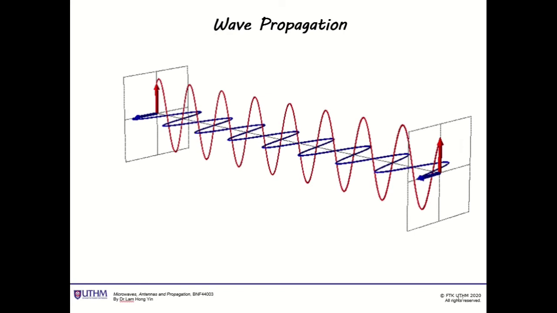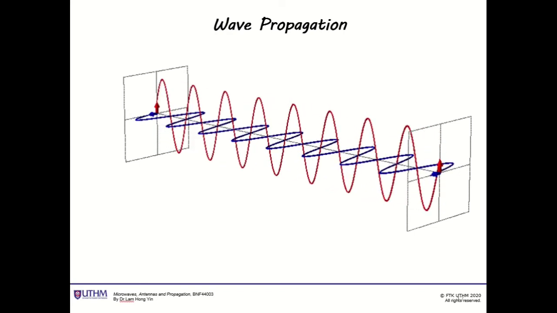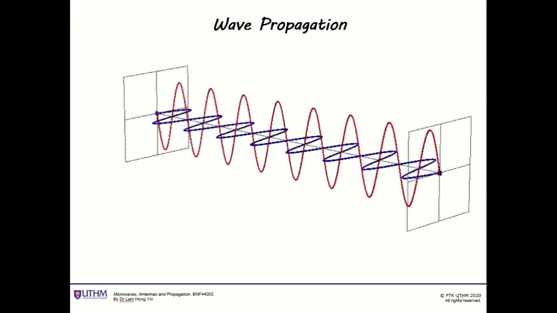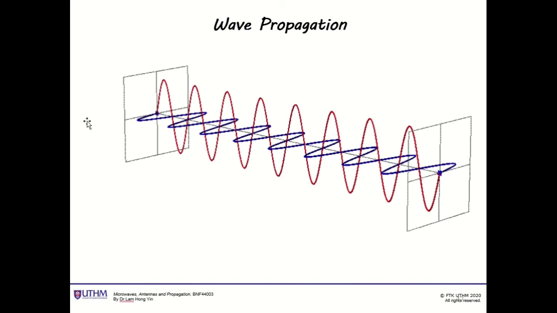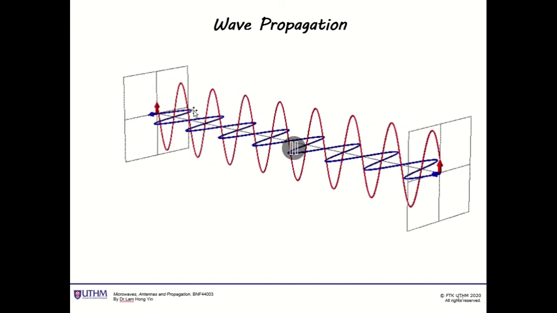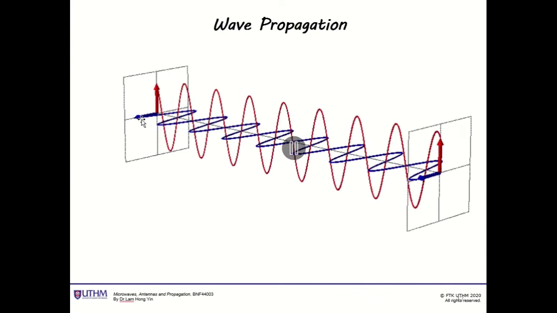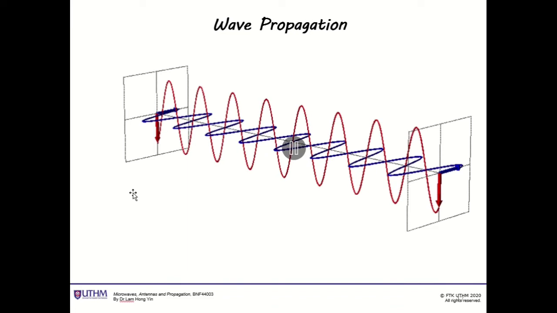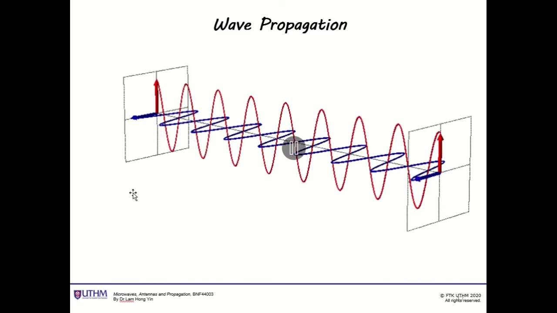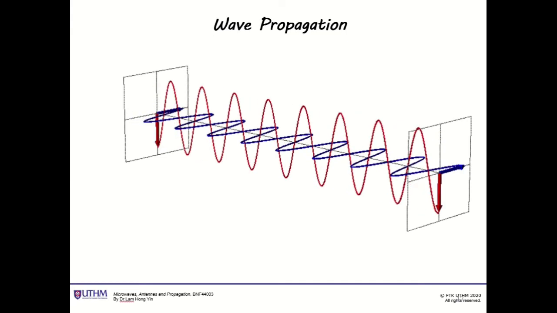This is the wave propagation. It consists of electric and magnetic fields. If you look at this, the red wave here is the electric field, while the blue wave is the magnetic field. With these two components, it produces wave propagation.